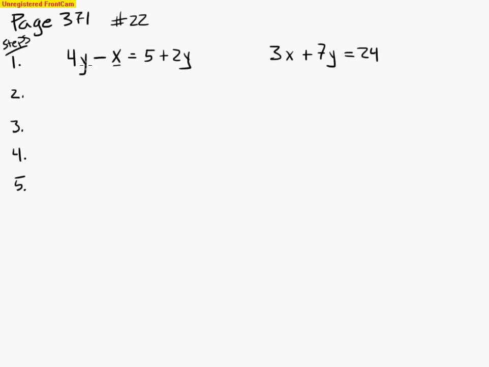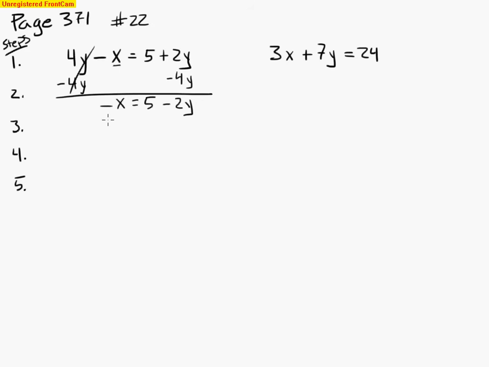So first things first, let's get rid of this 4y. So I do minus 4y. Boom. I get this to cross out. I get a negative x equals 5 plus, nope, 2 minus 4 is a negative 2y. Good stuff. So now I'm solved for this.